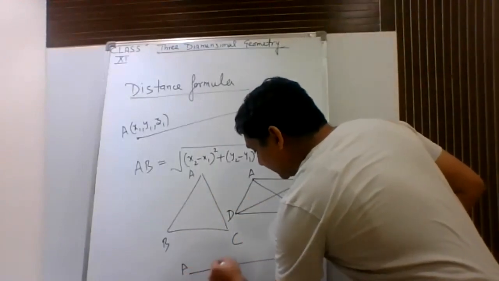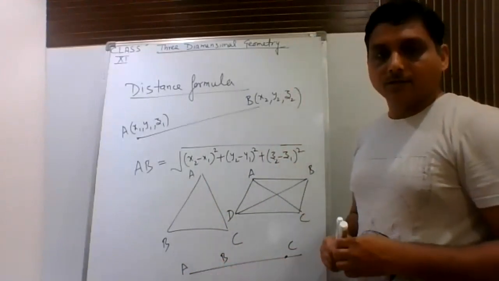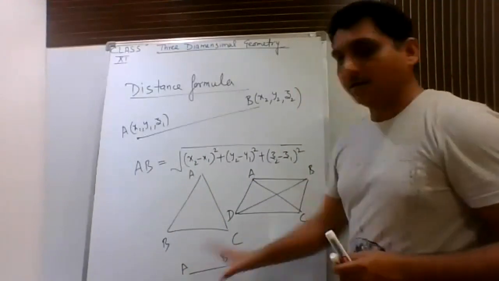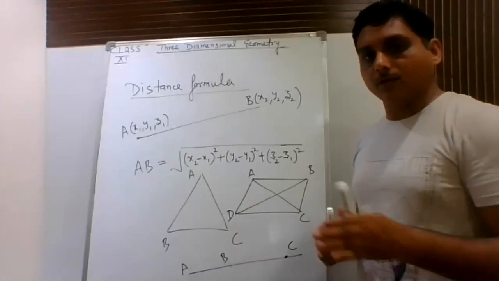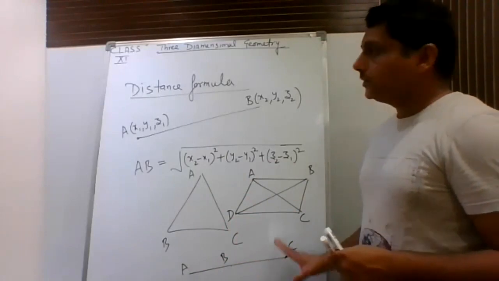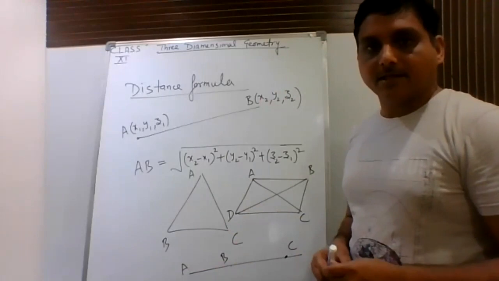Like three points A, B, C are given, and you have to prove that they are collinear. For collinear, you just find the three distances AB, BC, AC, and after that you check that the sum of any two is equal to the third. Then you can conclude that the points are collinear. So this is the basic concept for the second exercise. Now after this, let's proceed further.